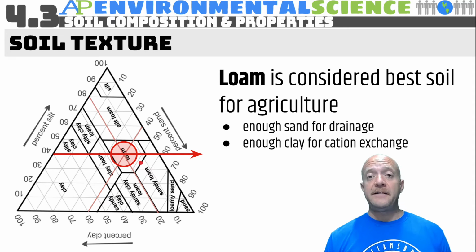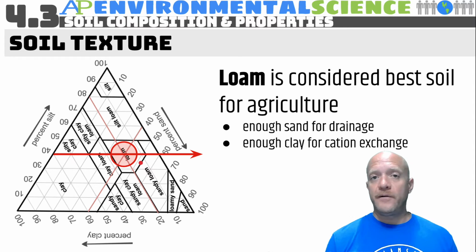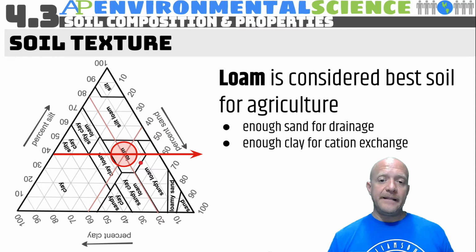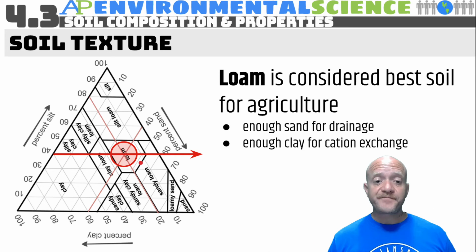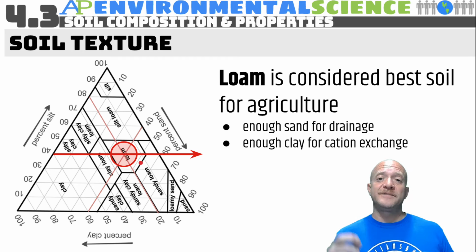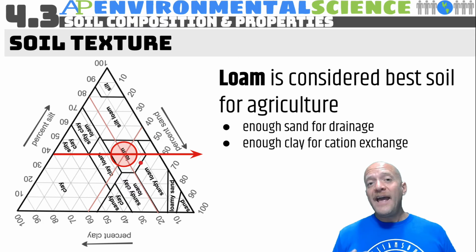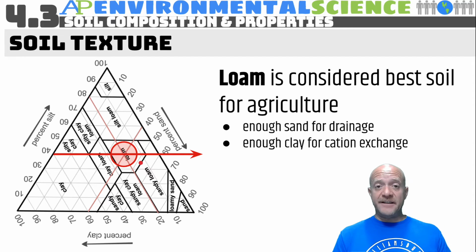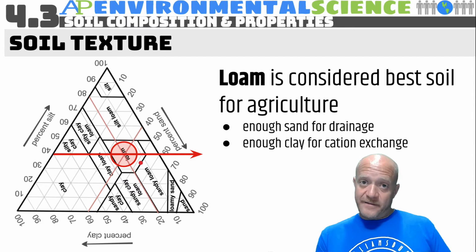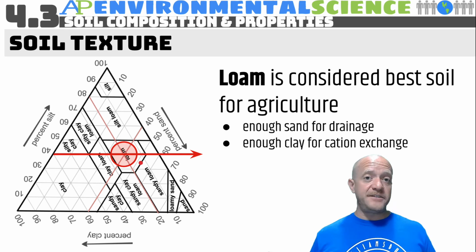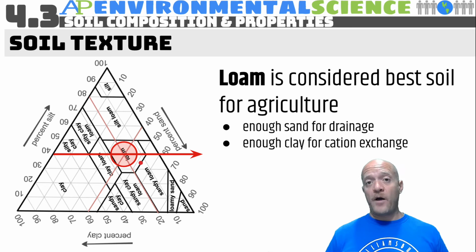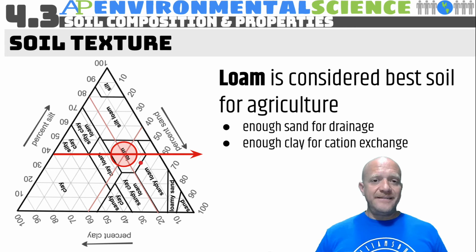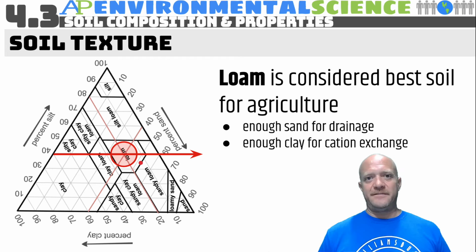And loam is actually the best, it's the gold standard for agricultural soil. There's enough sand particles. The sand particles are big. They allow for more porosity and better permeability. But there's also enough clay particles that can hold back some of the water and can also attract some of these cations that are necessary. So we want some sand to allow for drainage. We also want some clay to hold on to these ions to keep back some of that water. The silt kind of fills in the gaps, so to speak.